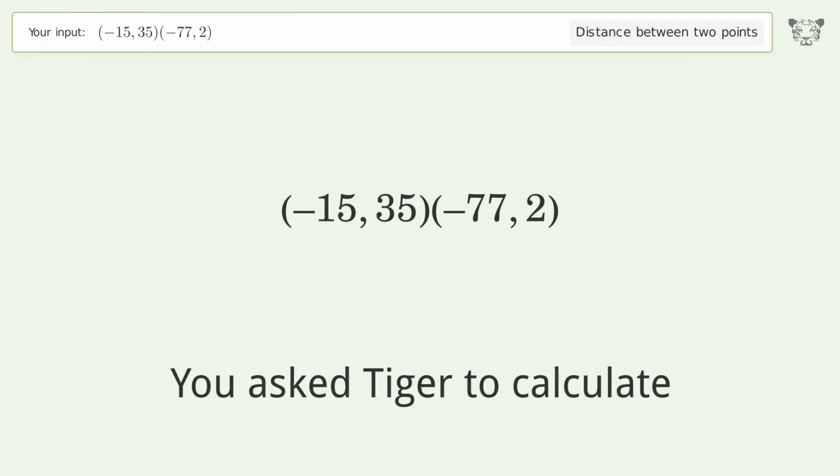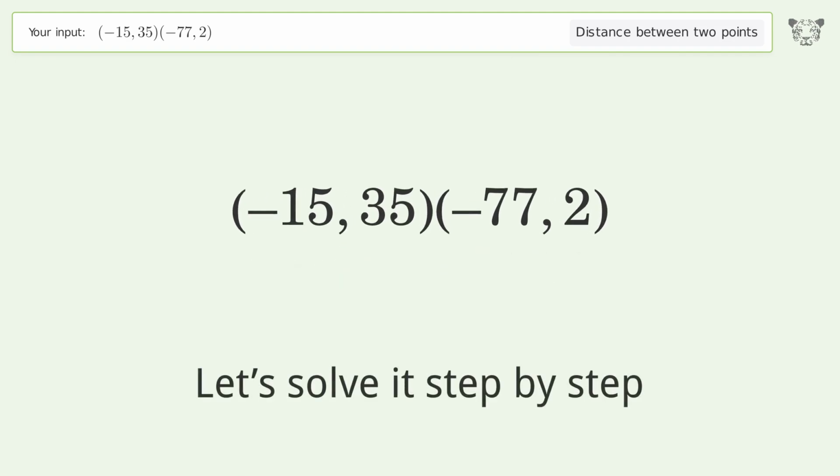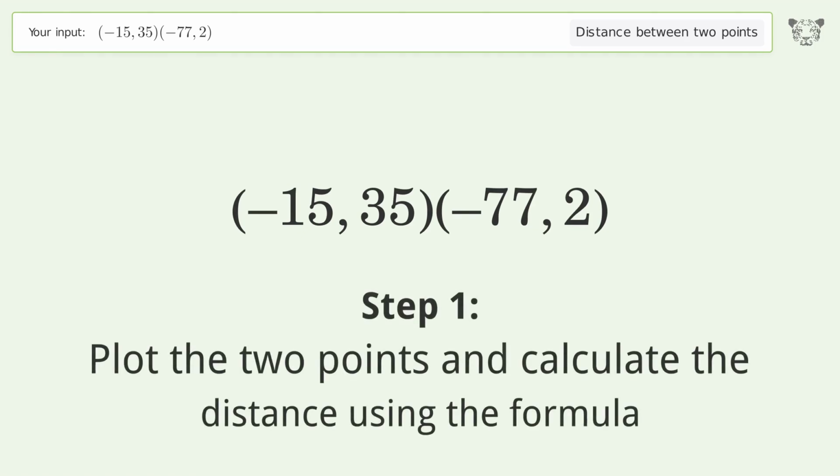You ask Tiger to calculate. This deals with the distance between 2 points. The distance between the 2 points is the square root of 4,933, or 70.235. Let's solve it step by step. Plot the 2 points and calculate the distance using the formula.